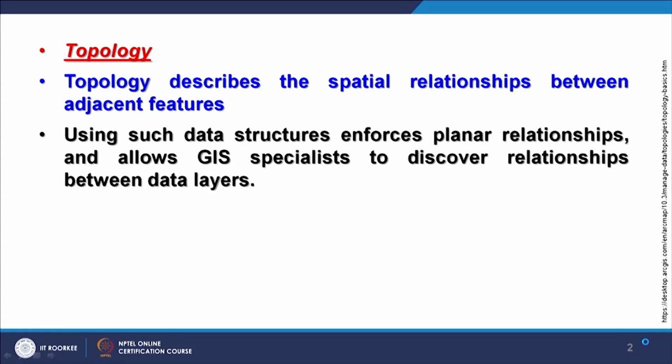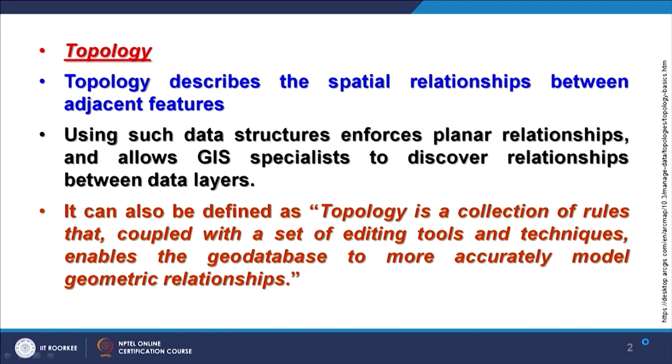Now, this is, as you know, a spatial relationship between adjacent features. That means this is how it stores what is inside and what is outside, and also neighborhood information. Now, as you know, everything is stored in GIS in planar form, and therefore planar relationships. So, using this topological concept and vector data, especially polygon data, this data structure basically enforces planar relationships and allows GIS specialists to discover relationships between data layers. So, not only within one layer can you have knowledge of relationships, but also across different layers, that information can be retrieved and analyzed in GIS.